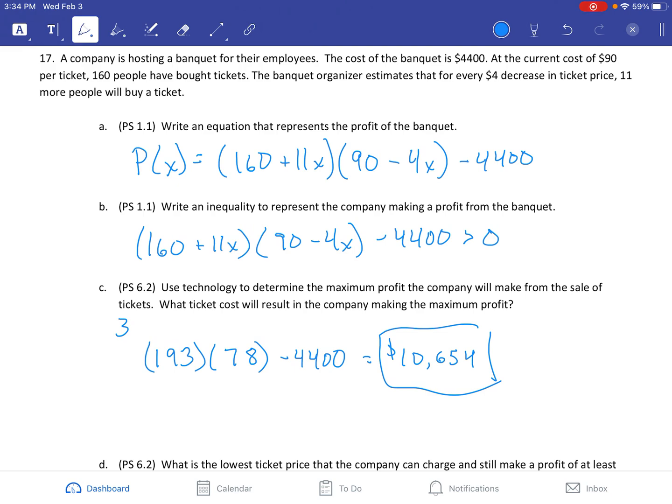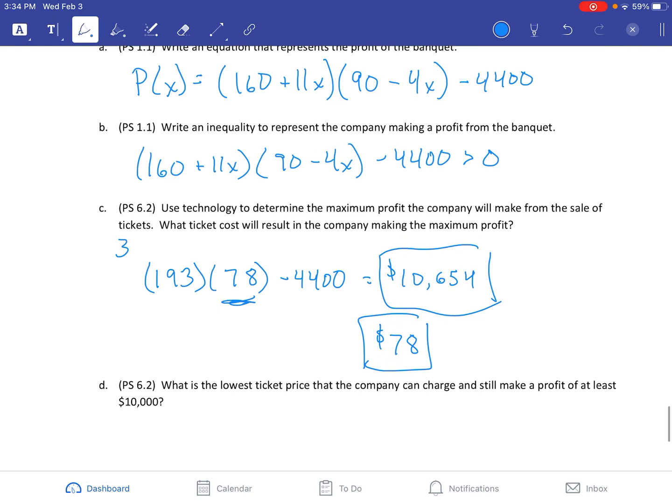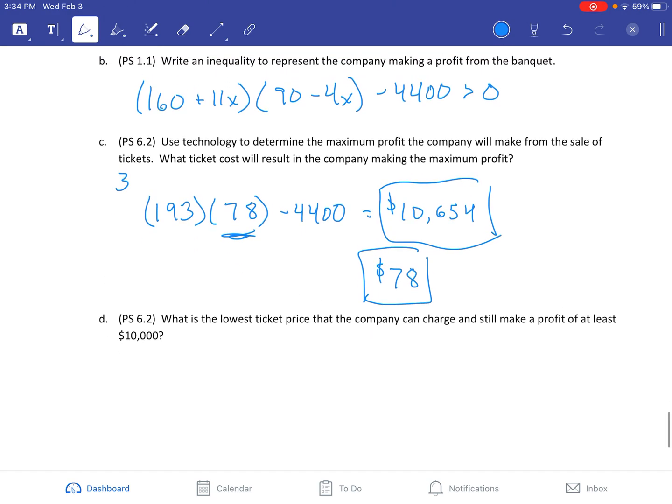The other question is, what ticket cost will result in the company making the maximum profit? The ticket cost is right here. So the second part of the problem is $78. Which is why I did them kind of separately. All right, so then the last question is, what is the lowest ticket price that the company can charge and still make a profit of at least $10,000?